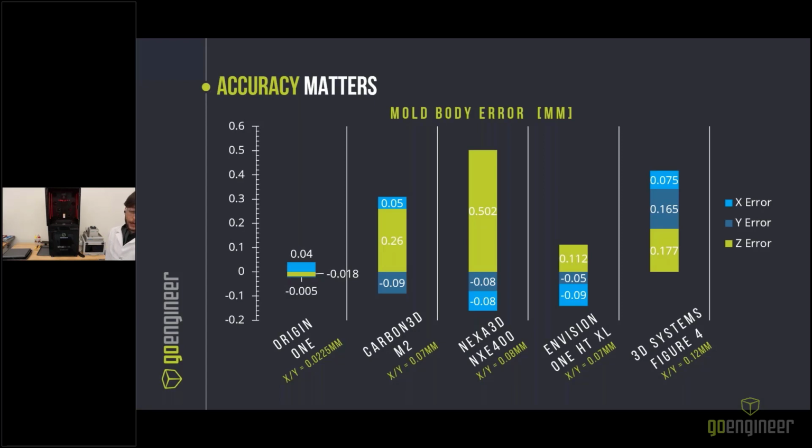These parts were then measured for their accuracy. The green represents the Z error. And I have at the very bottom, underneath each of the machine names, the average XY error or XY resolution. The Origin 1 outperforms its competitors by up to 6 times, ranging from 2 to 6.